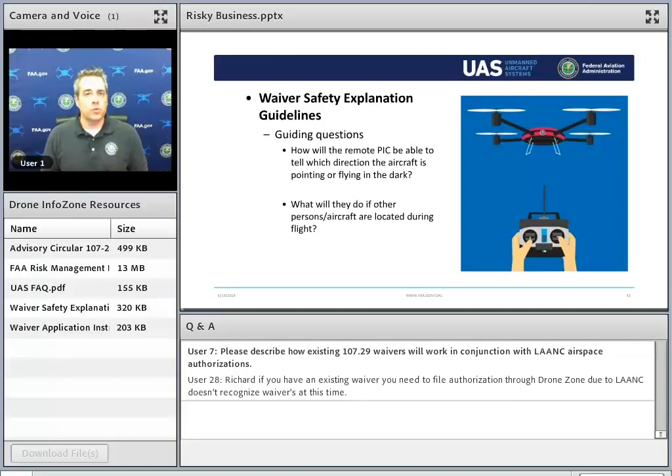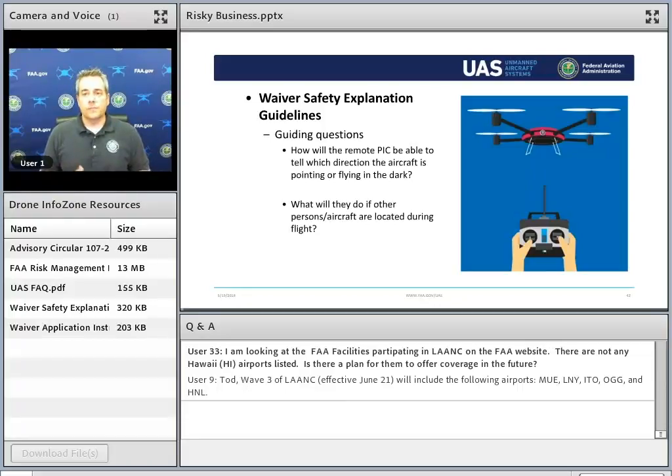What risk does that pose to you? Another question: what are you going to do if other people or aircraft are located during your flight? Well, we get this a lot where somebody says, if I'm flying and another aircraft comes in, I'm going to land. Or if I see another aircraft or a helicopter, I'm going to land. That's great. But what if you can't?